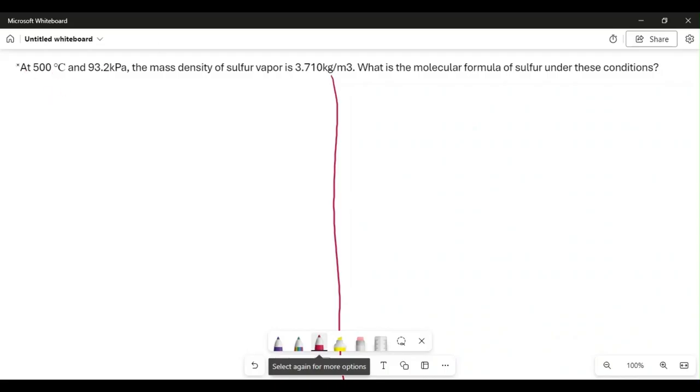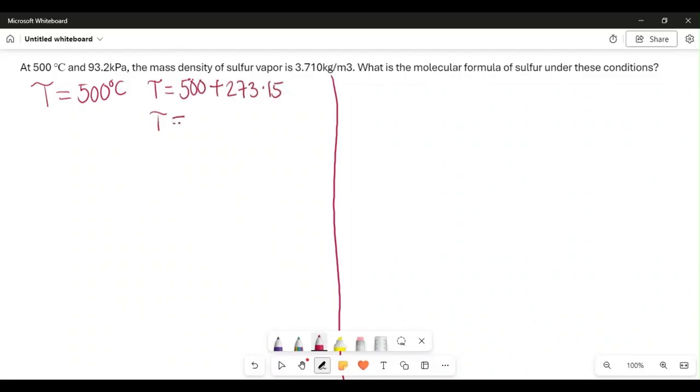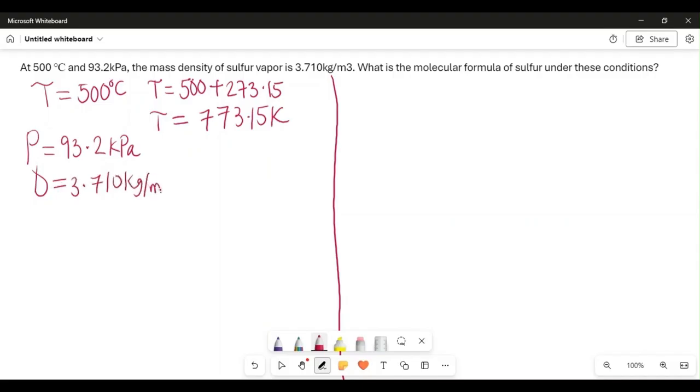So the first thing you have to do is to write out the parameters. We've been given the temperature in this question to be 500 degrees Celsius, which is the same thing as temperature equals 500 plus 273.15. So we can go from degrees Celsius to Kelvin to get 773.15 Kelvin. And we're given pressure to be 93.2 kilopascal, and this will stay the way it is. We're also given mass density, which is simply density, to be 3.710 kilogram per meter cubed.